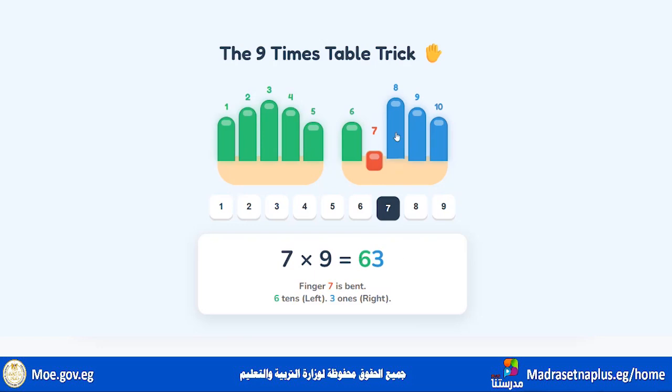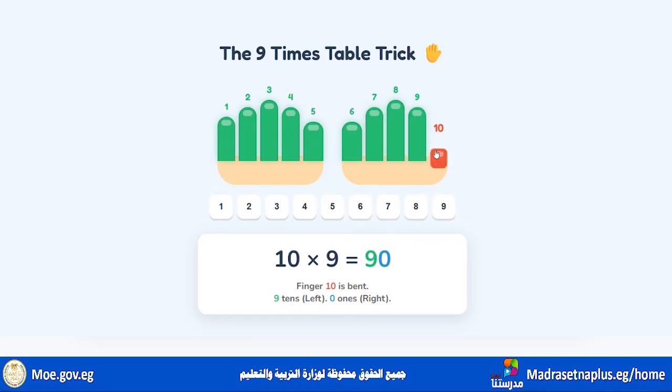What about finger number 8? 8 times 9. How many fingers on the left? 7. On the right, 2. It will be 72. What about finger number 9? There are 8 fingers on the left and 1 finger on the right.